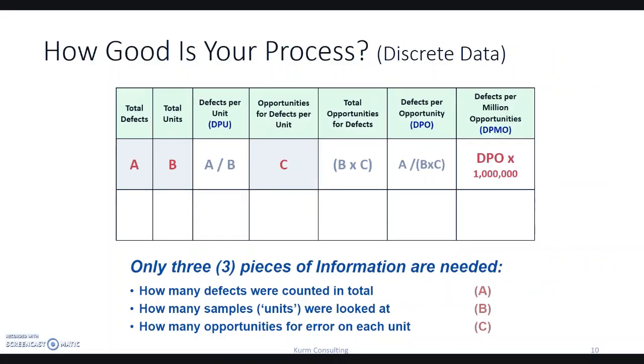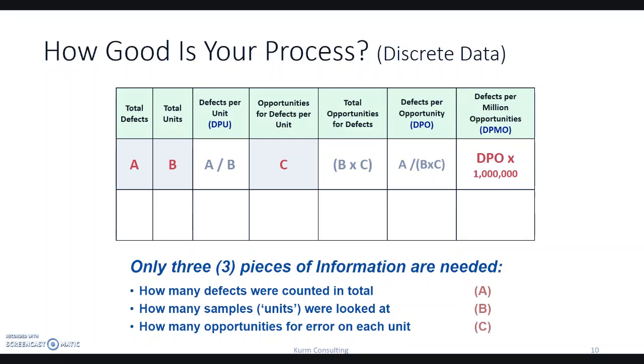Now, when you have discrete data like that, as part of a Lean Six Sigma approach, sometimes it's important to actually calculate something called percent defective, or a defect rate, or even something called defects per opportunity.